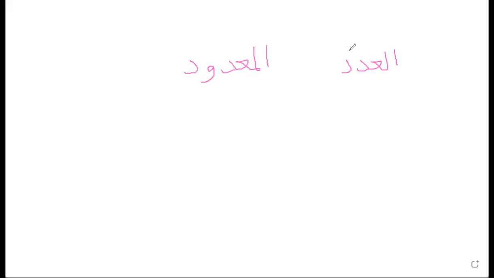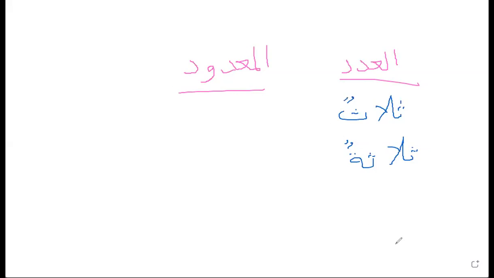Okay, al-adad wal-ma'dud. We have these two things. Now, what is the adad and what is the ma'dud? The adad is the number. So let's say, for example, thalath. This is a number. And we could also have thalatha. It's also a number. Thalath and thalatha, this is the adad. Thalatha, arba'a, khamsa. These are all numbers. And if we want to talk about the numbers, we could put them into groups and categories, which we will do on the next page.